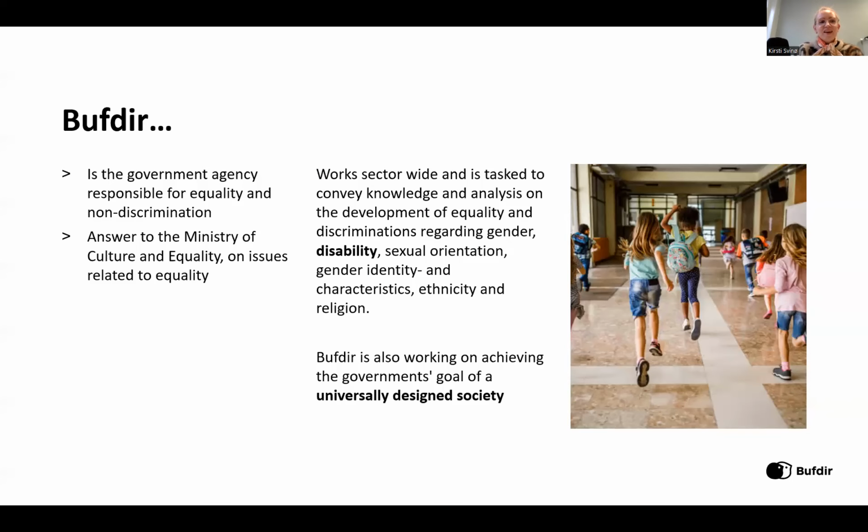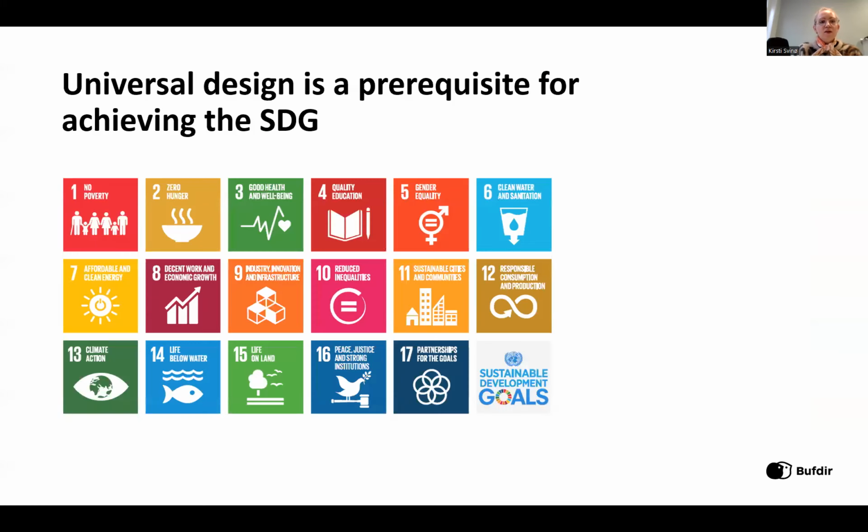So, VIVE.DK. As I mentioned, our main tasks are regarding child, youth, and family services, but we are also the government agency responsible for equality and non-discrimination. On the topic of equality and non-discrimination, we answer to the Ministry of Culture and Equality. We work sector-wide and are tasked to convey knowledge and analysis on the development of equality and discrimination regarding gender, disability, sexual orientation, gender identity, and so on. We also work to achieve the government's goal of a universally designed society, which is what I will talk about today. In Norway, we see universal design as a prerequisite for achieving the Sustainable Development Goals.